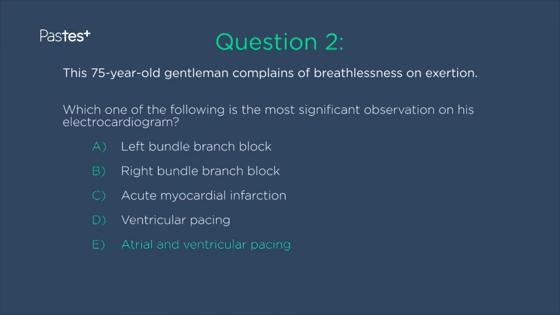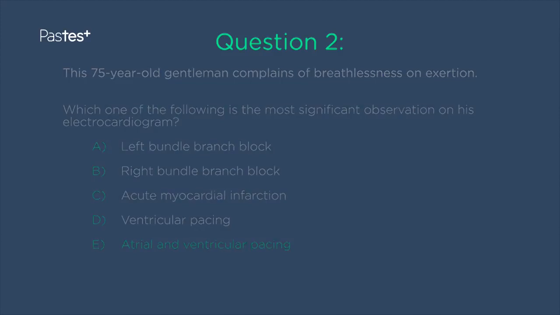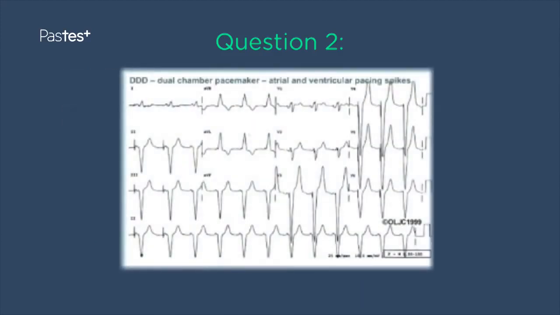If you chose E, atrial and ventricular pacing, you were correct. Let's take a moment to look at this electrocardiogram. You can see on this electrocardiogram both evidence of atrial pacing spikes, most noticeable in lead V2 and labelled with the red arrow here, and ventricular pacing spikes here in lead V3.